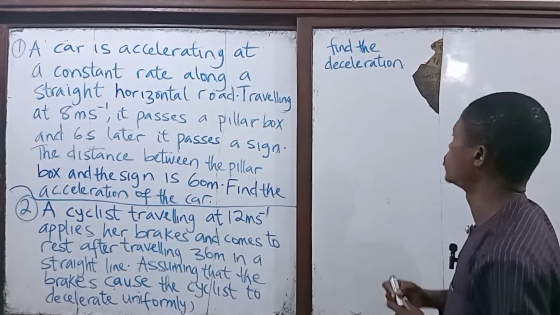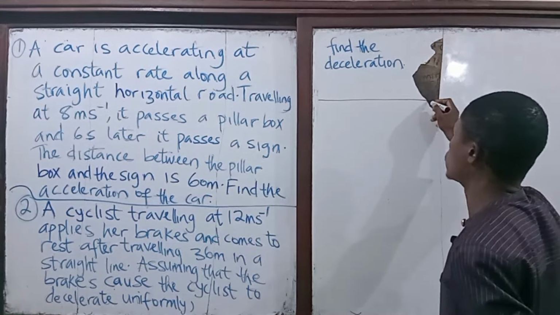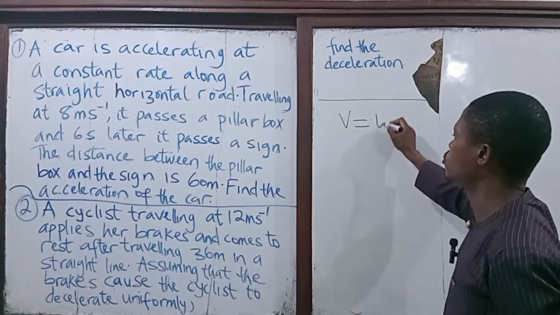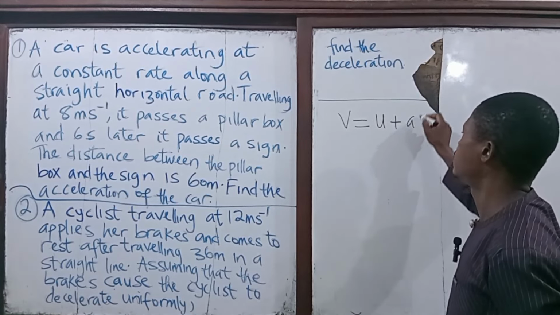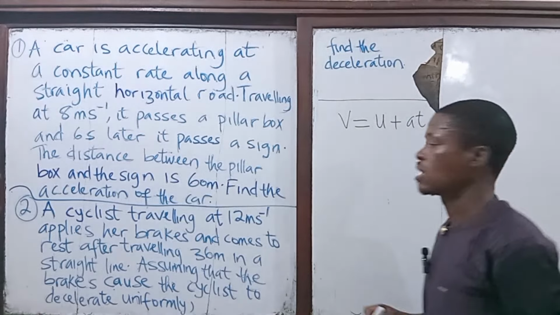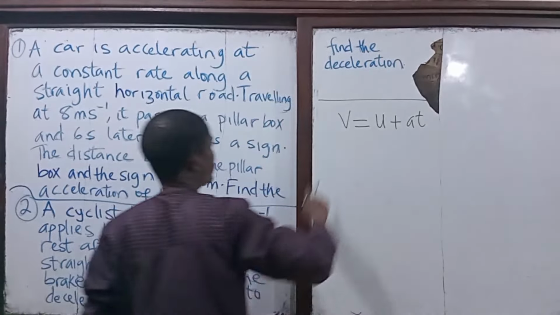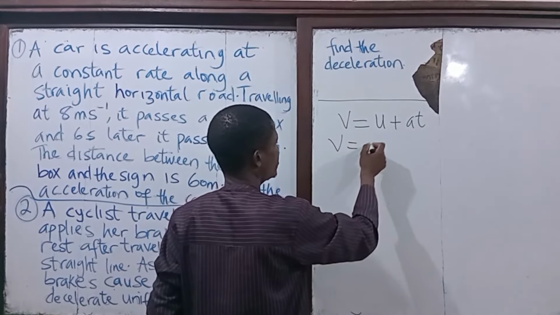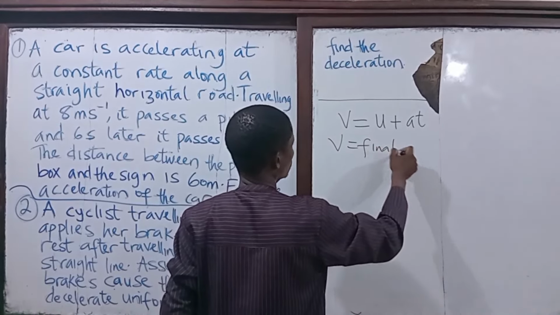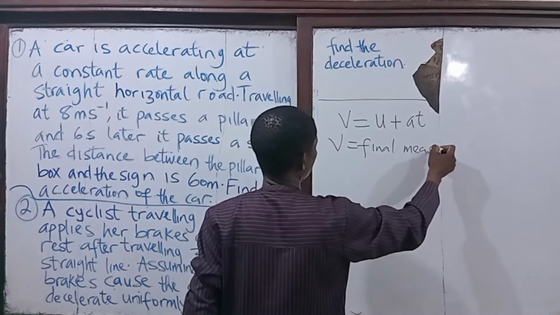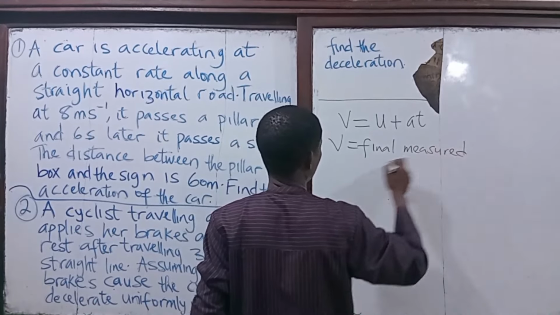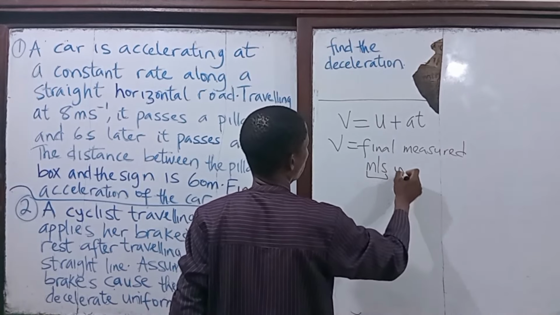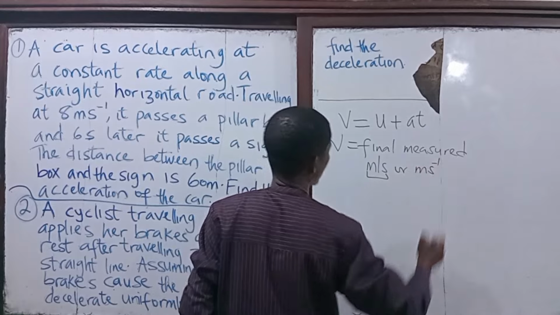The first thing you must note are the equations we're going to be using. We have this one, v equals u plus at. You must know that v is the final velocity, and it is measured in meters per second. So we can write it this way or this way.